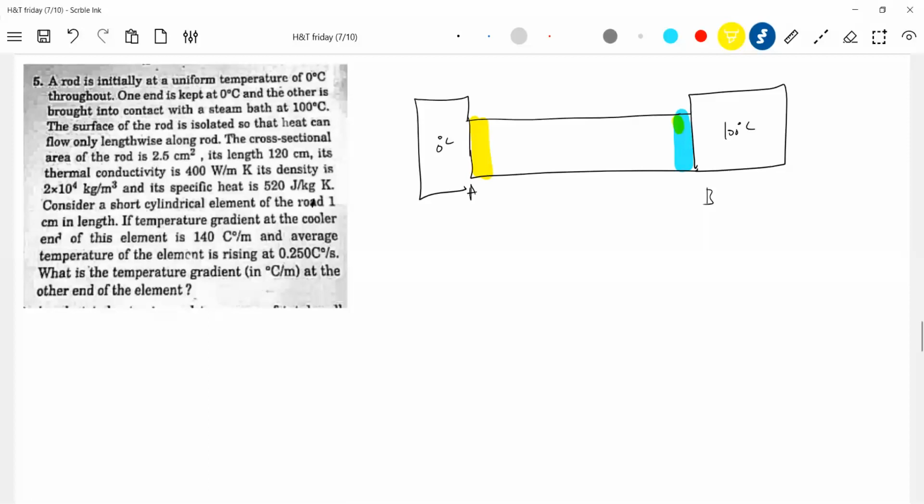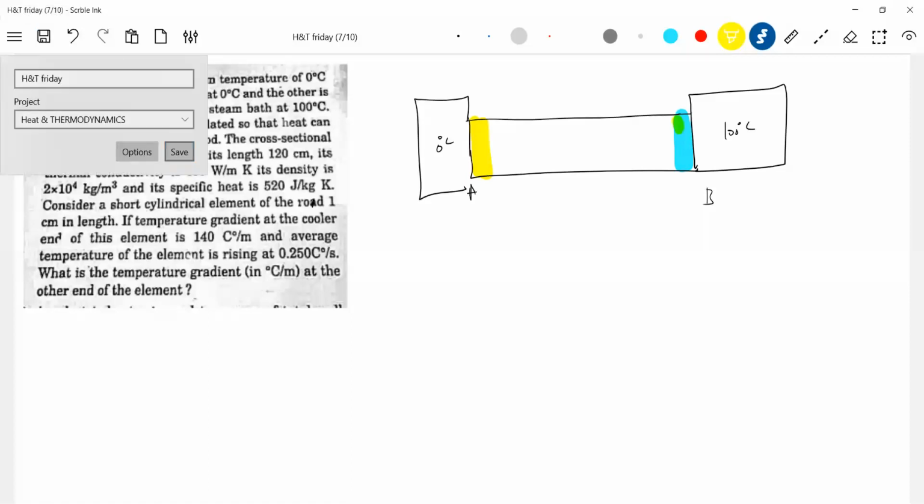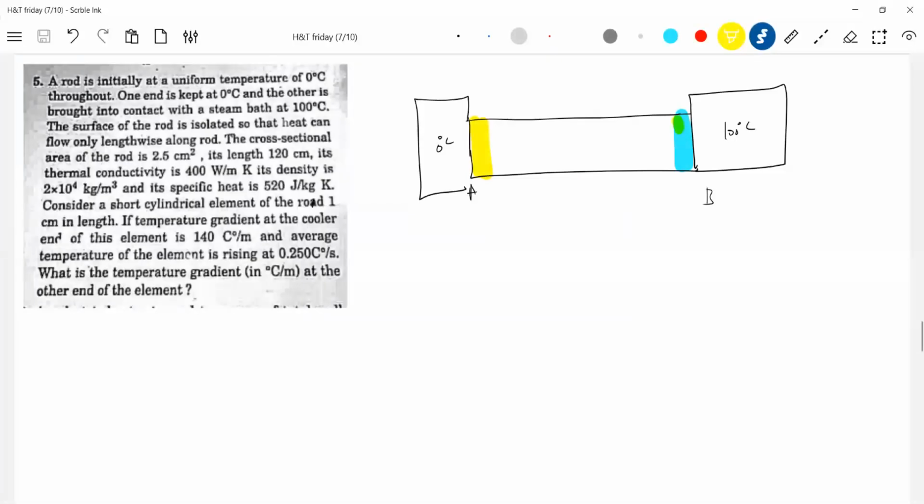What is the temperature gradient at the other end of the element? He's asking what the temperature gradient is. So shall we say it is the same? And the average temperature of the element is rising at 0.250 degrees Celsius per second. Definitely I can see it's a good question, no? It is testing your basics.